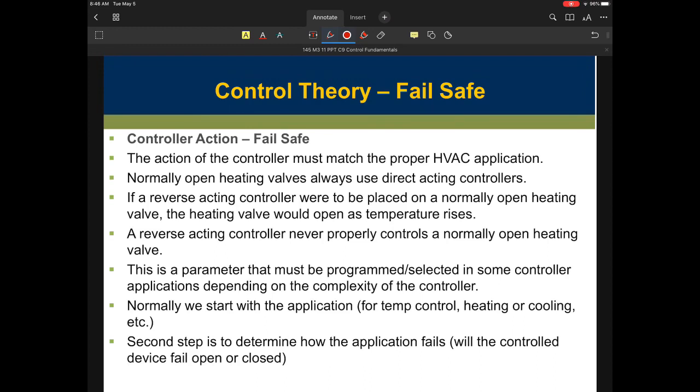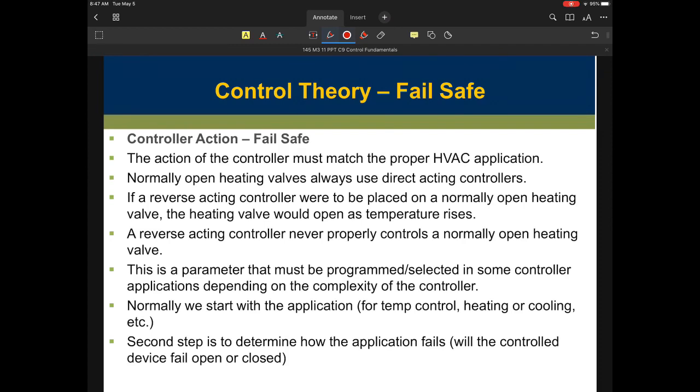Now, if you were controlling static pressure on a fan system, you certainly would not want the fan to default into max capacity, so you potentially could blow up your ductwork. If you're dealing with a heating system, you very likely would like to have that heating valve open as a fail safe in a lot of cases. You just have to figure out how that system or that application should fail.